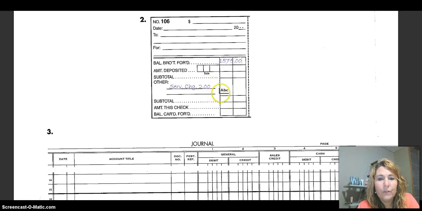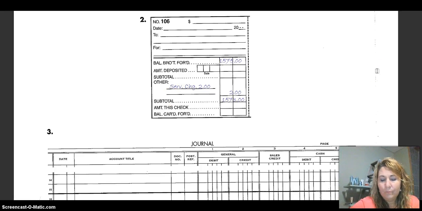And there is no other service charge, so I'm going to come over here, list my $2. And I'm going to go ahead and calculate. To get my new subtotal, I'm going to subtract. So this is going to be 1,573. Okay. And then we are done recording that on our check stub.